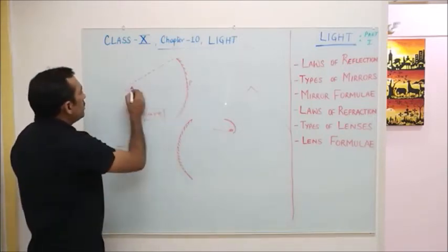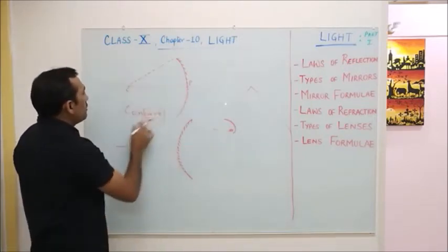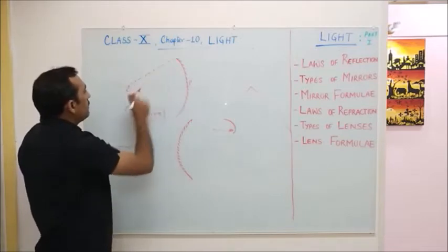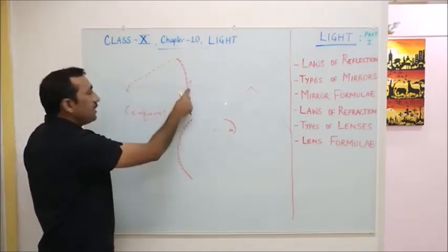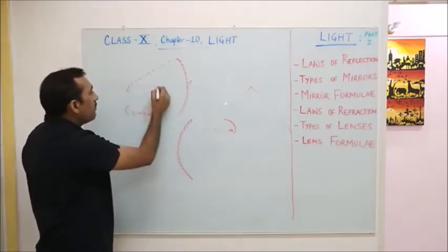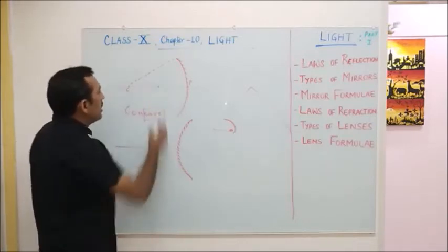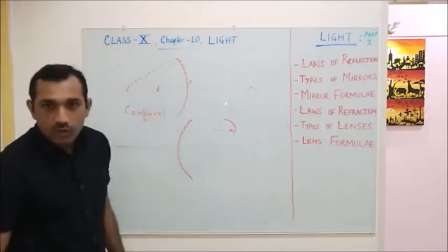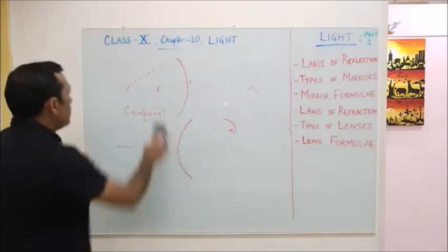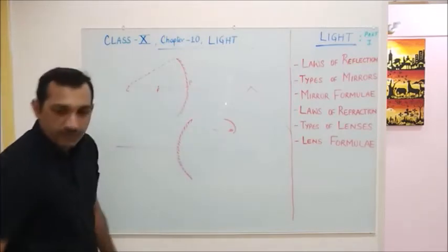So we have some distance, which is the radius of curvature, between P and C. Half of this distance is called point F, or the focal point.